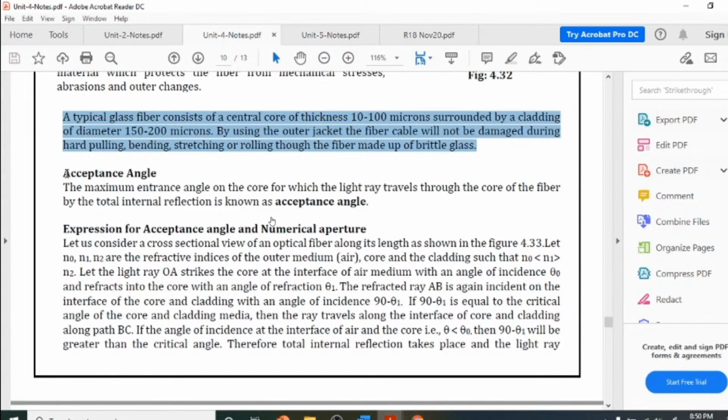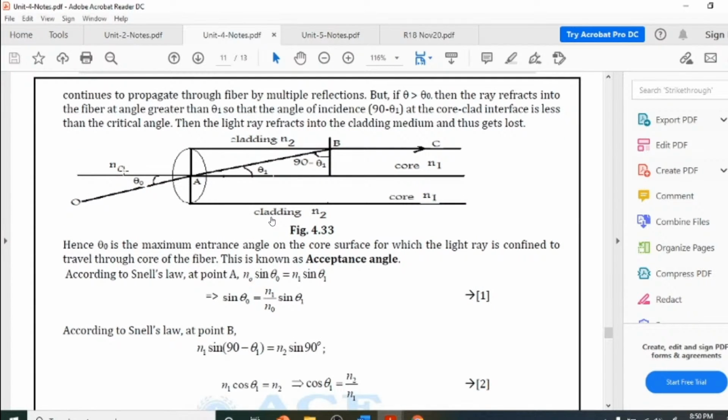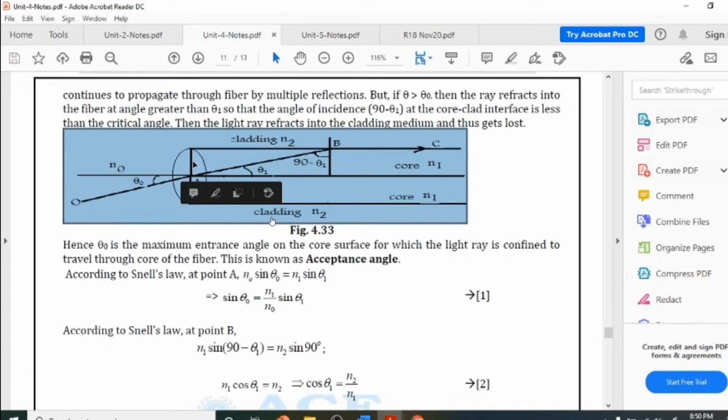If you are asked to derive an expression for acceptance angle, you are very lucky, because this is quite easy. You need to draw a diagram here like this. You have to understand that a ray would come and fall on the core of the fiber, and it would refract into the core medium and fall on the core-cladding interface. So it would graze along the interface. Graze means it will move along the boundary.